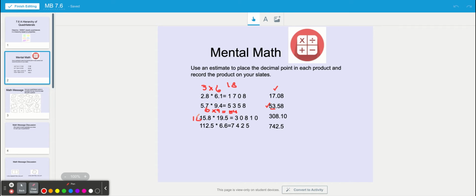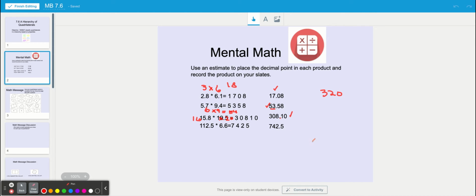15.8 would round to 16. This could round to 20. And we know 16 times 2 is 32. Add that 0, so 320. So putting your decimal right here to get 308 and 10 hundredths checks out again.